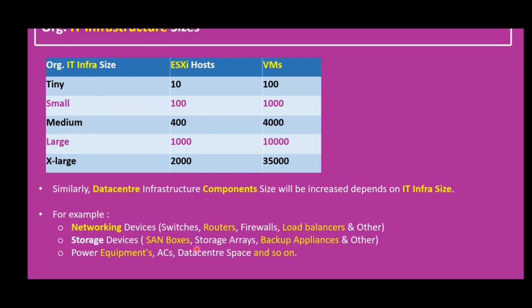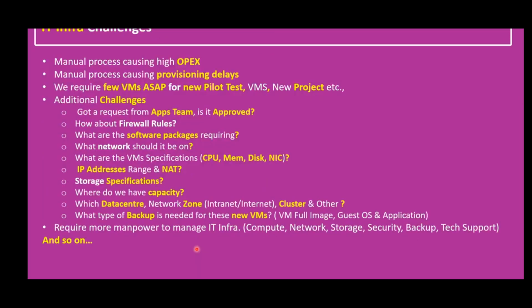Now we'll talk about, based on our infrastructure size, what are our main challenges. Let's come to the IT infrastructure challenges. Not only limited to these challenges, I just highlighted a few challenges here. The first point is manual process causing high OPEX. In our previous session, we talked about VMware Converter. With VMware Converter, it helps us reduce the high CAPEX. CAPEX means capital expenditure. That means the initial infrastructure investment on physical servers, that cost will be reduced.